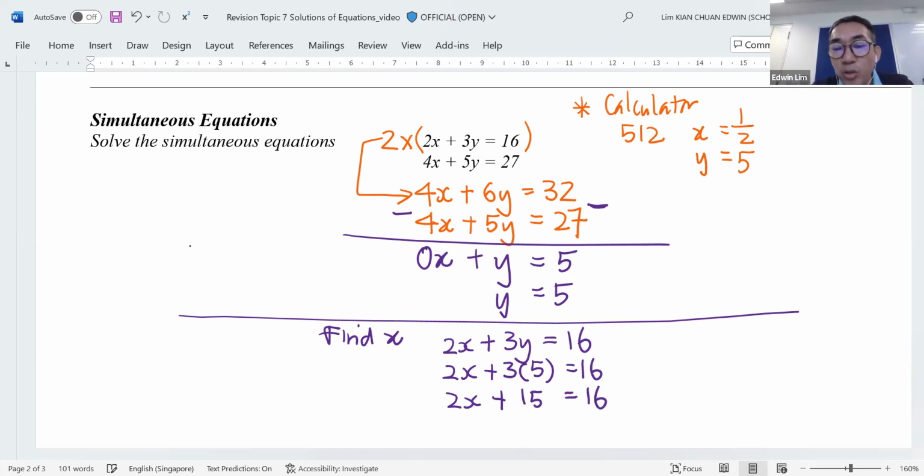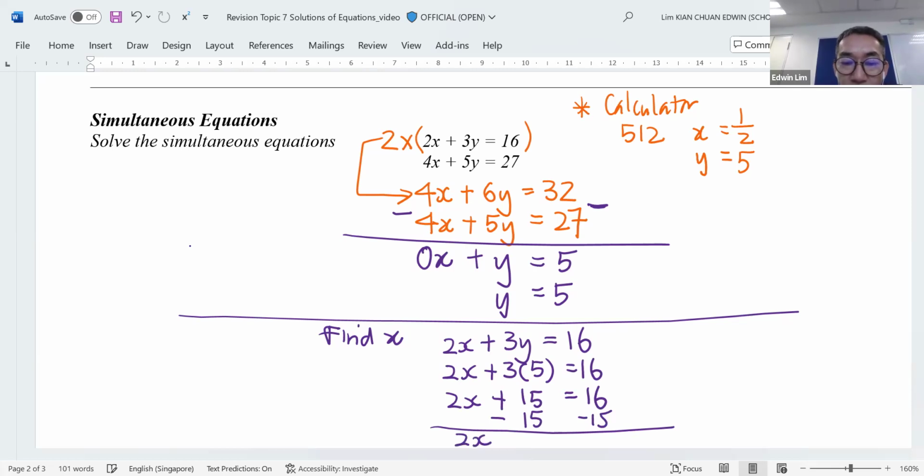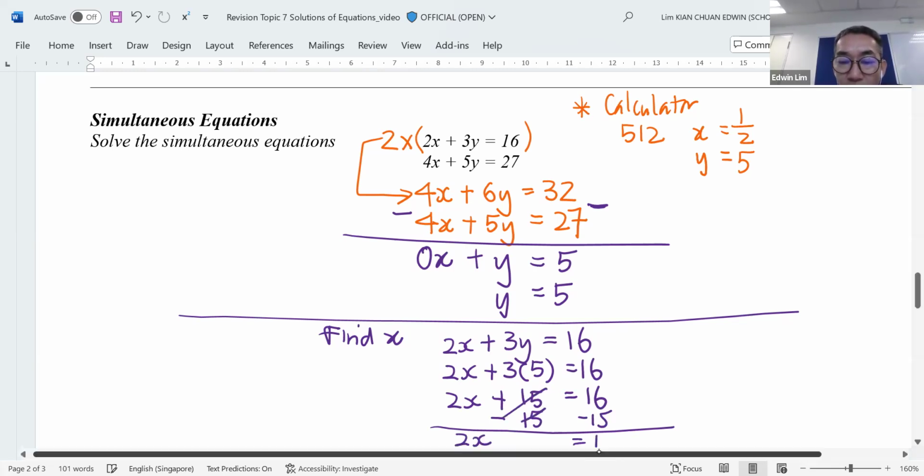Back to the linear equation. 2x is what I want to find. It's already there. I want to get rid of 15, so I minus 15 on both sides. Can you see that 2x, this is gone, equals 1. 2x equals 1. I just need to divide by 2, divide by 2. x will be equal to half. Here, I get the answer for both x and y.